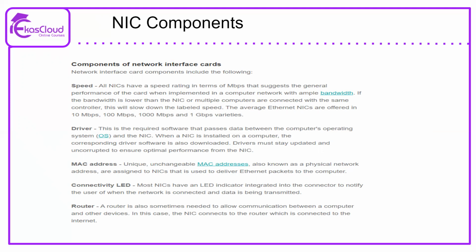And also the NIC card will denote the speed, whether it is 10 megabits per second or 100 or 1000 or 1 gigabit. This is just to show the bandwidth, how much data it is able to carry. Obviously, if this NIC is shared across multiple computers, the advertised speed may not be achieved. And also we have another component, which is the connectivity LED, which you can see once the Cat5 cable has been connected. This LED indicates whether the data is being transmitted or not.